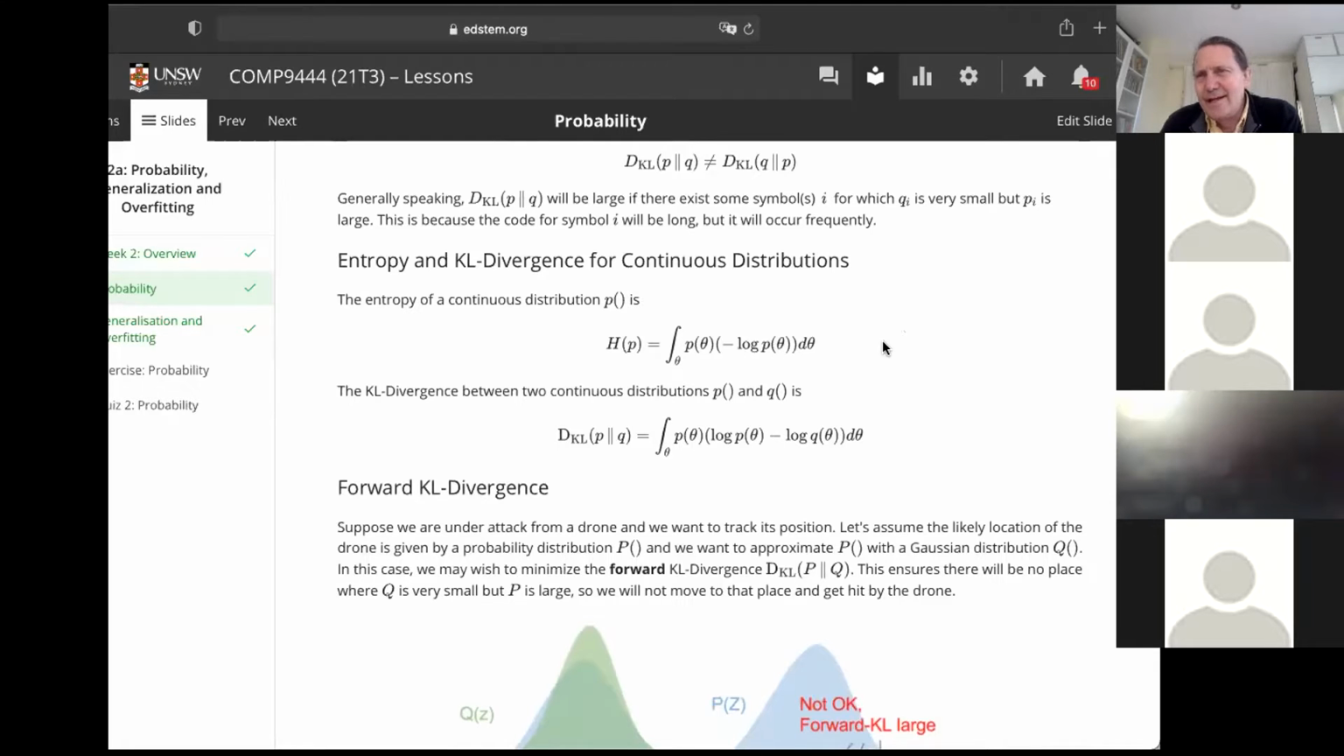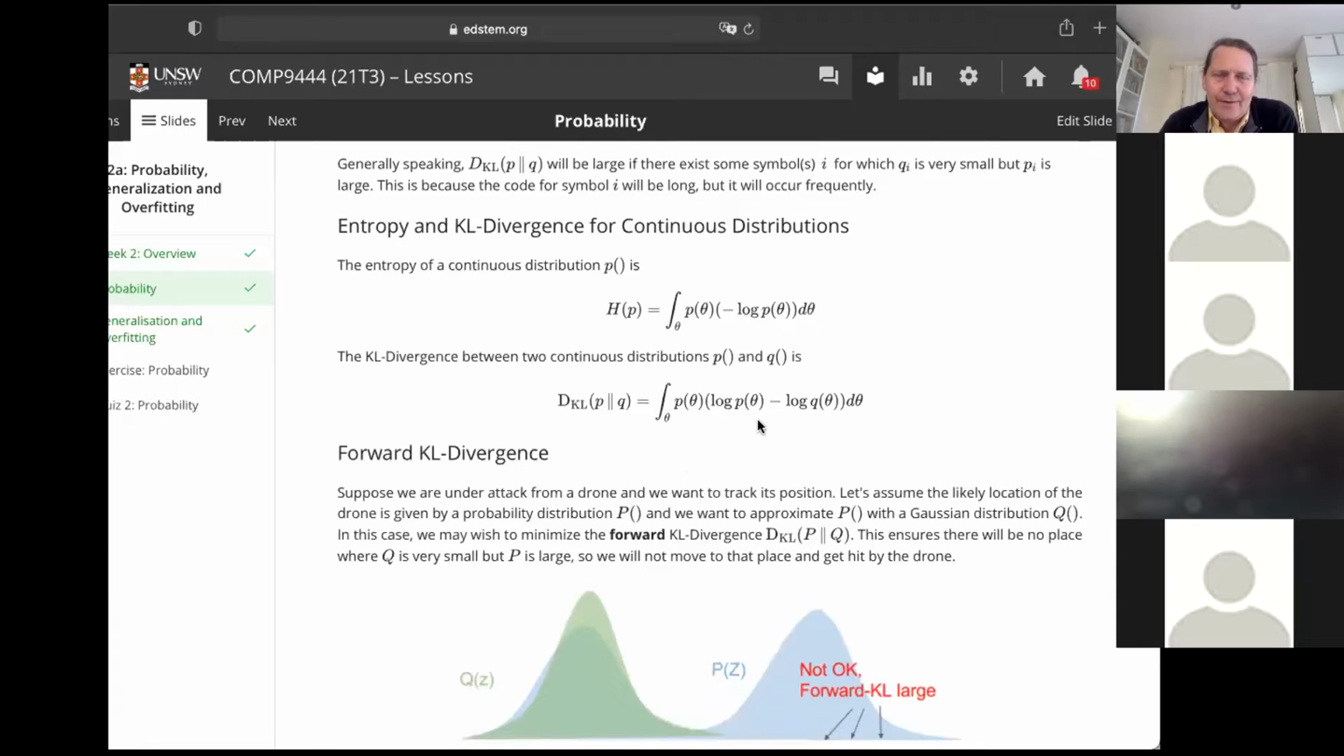But the formula is the same. Instead of the sum, it becomes an integral. So it's the average value of the log of the probability, and here it's the average value of the difference of the 2 logs.